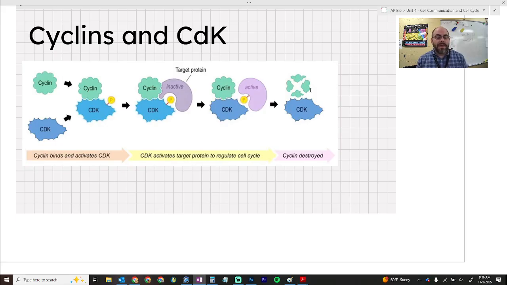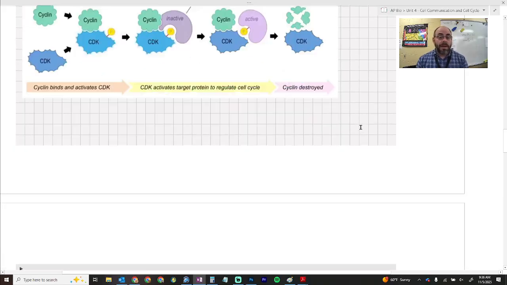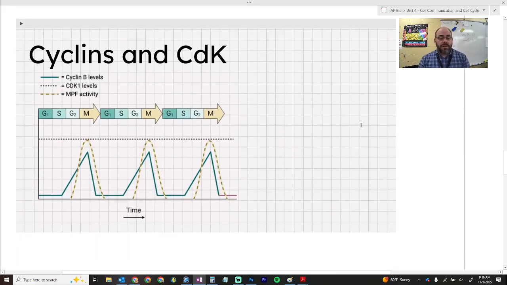And so as cyclin and CdK bind together, they're going to build up that maturation promotion factor in the cell until the cell divides, and then there is a point at which cyclin production completely falls off, and then CdK, like all enzymes, remains around. Here's another picture that I think is really helpful, and this has MPF in it too.